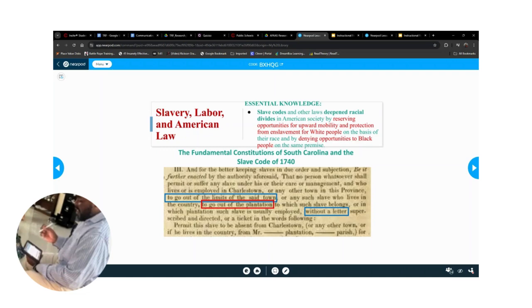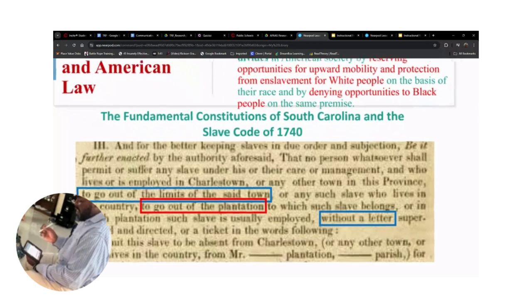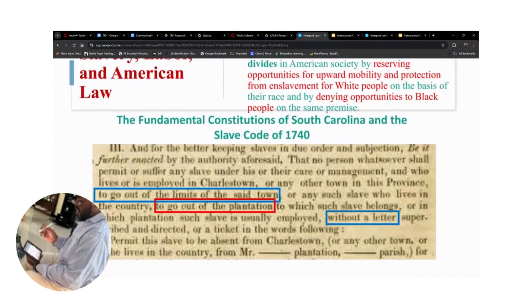Now, let's go ahead and look at South Carolina's slave code in 1740. Now remember, 1740, blowing it up a little bit. In 1740, is everybody with me on this so far? South Carolina is not an American state. Y'all follow? This is still a colony. Is that where I follow? Okay. Now, I highlighted a couple things.